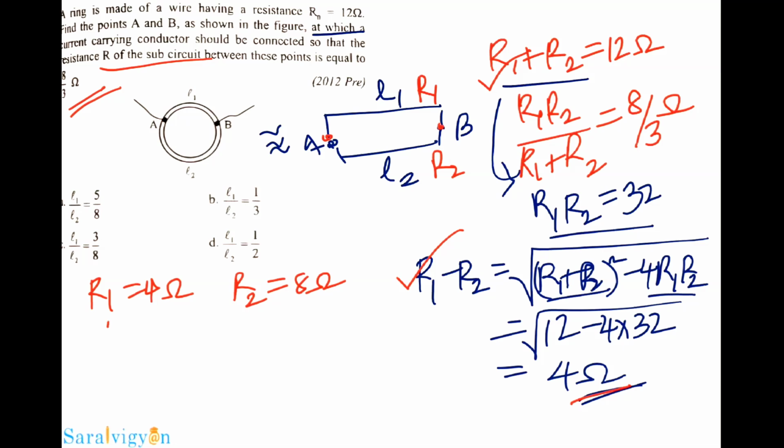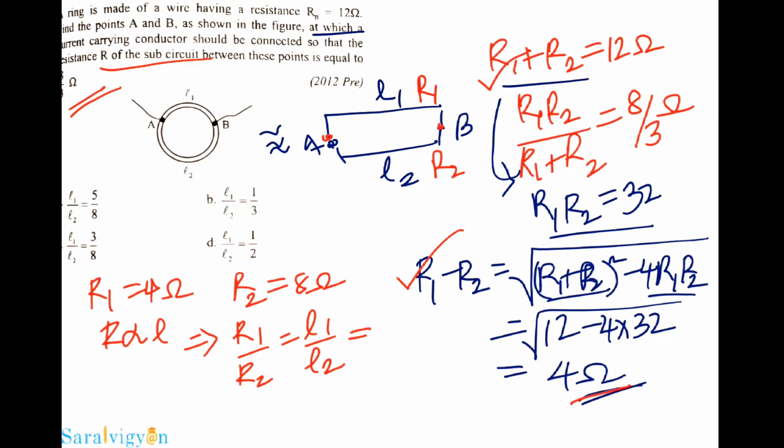We know the proportionality for resistance and length: R is directly proportional to L. So we have R1 by R2 equal to L1 by L2. So in this case we have L1 by L2 is equal to 4 by 8, which we can simplify further and we get 1 by 2, which is our option D.